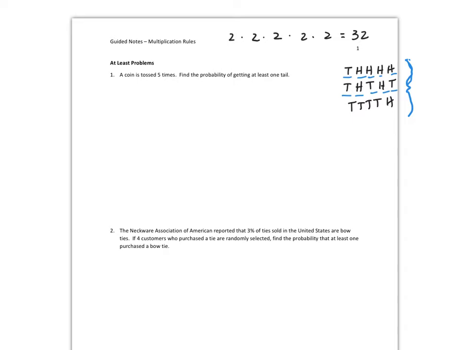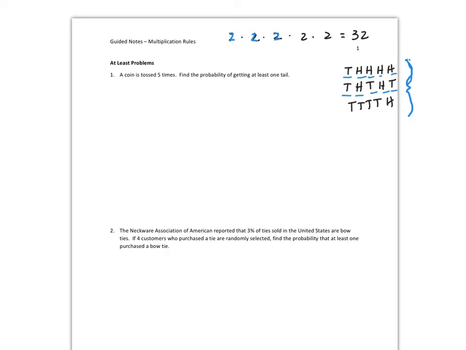The way I know there's 32: when you toss a coin, you've got 2 choices the first time you toss, and then 2 again, so 5 times, 2 to the 5th is 32. So there would be 32 items in your sample space. Now, find the probability of getting at least one tail.